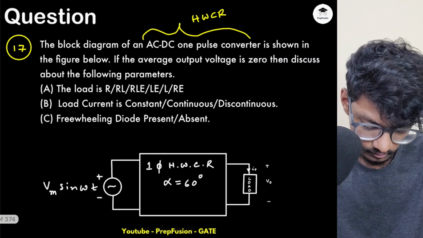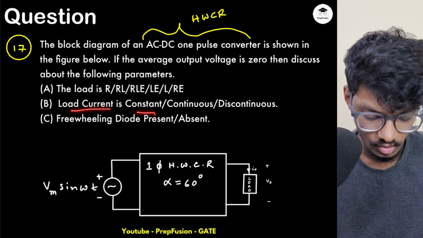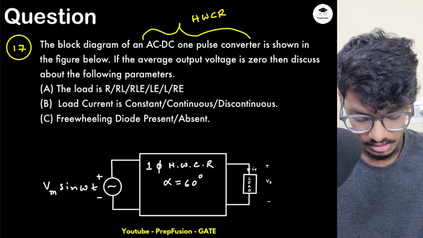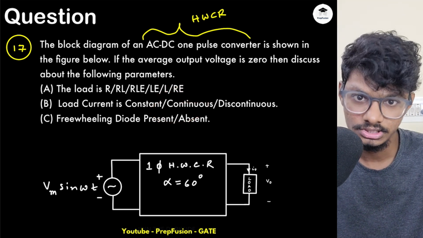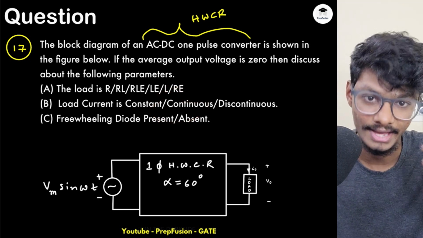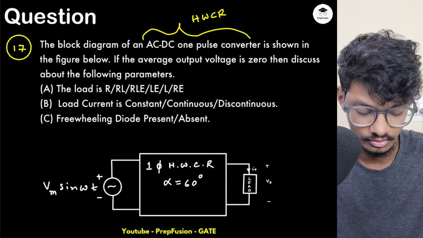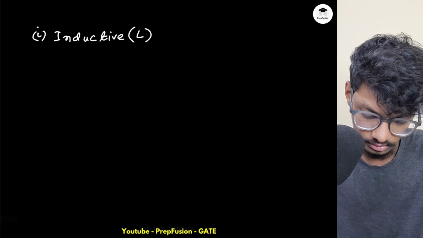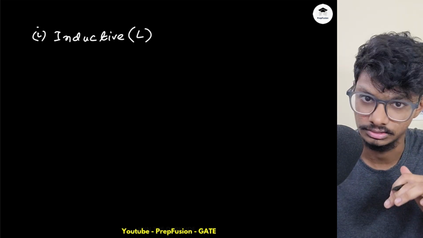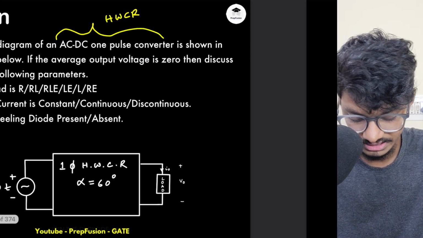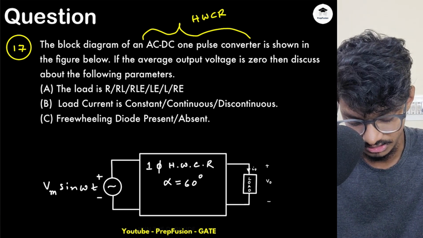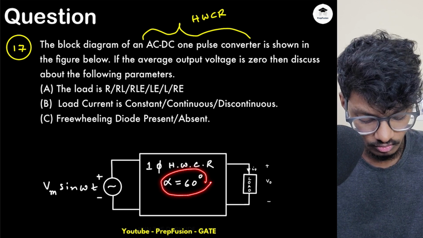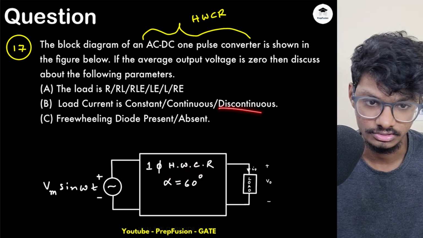Okay, next, what is the case? Next, the load current is constant, continuous, or discontinuous. So here, load current will be continuous. Why will the load current be continuous? Or you can say on the edge of continuity, on the boundary of continuous and discontinuous. Because for an inductive load, we cannot surely say about this. We cannot surely say, because if the SCR is triggered at alpha, then also we cannot say, okay? So here alpha is 60. So the load current will not be continuous, it will be discontinuous.